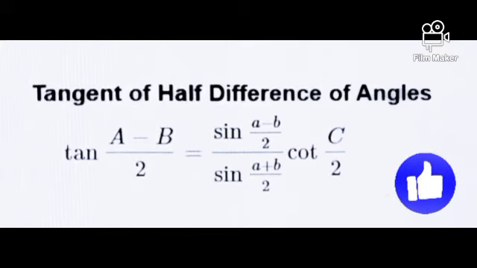If you want the tangent of B minus C over 2, by Napier's analogy, it should be equal to sine of small b minus small c over 2 over sine of small b plus small c over 2 multiplied by cotangent of the third angle, angle capital A over 2.